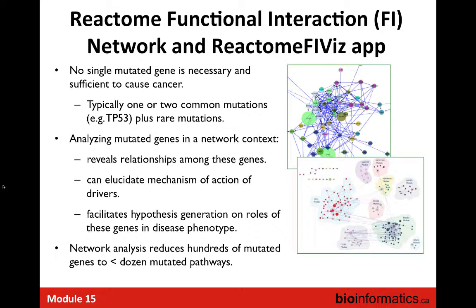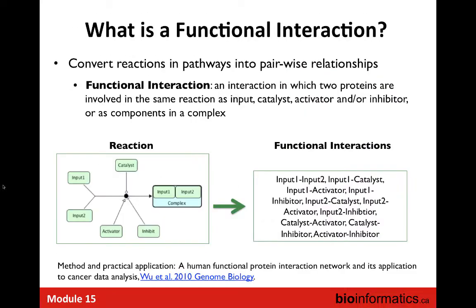So now we're going to talk about the Reactome Functional Interaction Network. I've gone through some of these things here. The point is that analyzing mutated genes in a network context allows us to understand the relationship between the genes. So you can elucidate the mechanism of action of these driver genes, and the rare mutations as well. You can facilitate some form of hypothesis generation. And most importantly, when you've got these large data sets with thousands, maybe tens of thousands of genes, you can reduce that down to a handful of mutated genes and potentially mutated pathways. And that's basically there to generate your hypothesis. It's a hypothesis generating tool. Or alternatively, you could use it to validate a hypothesis you already have.